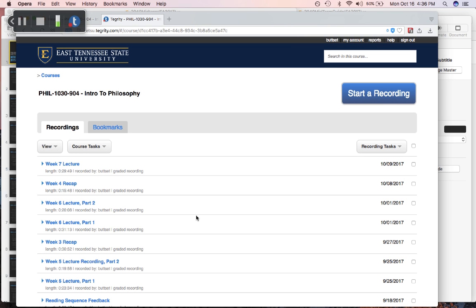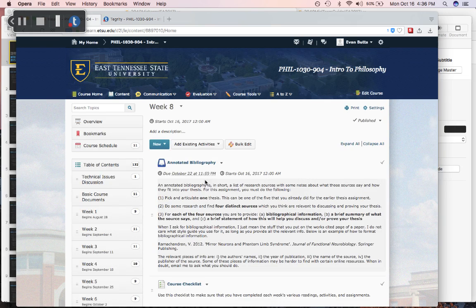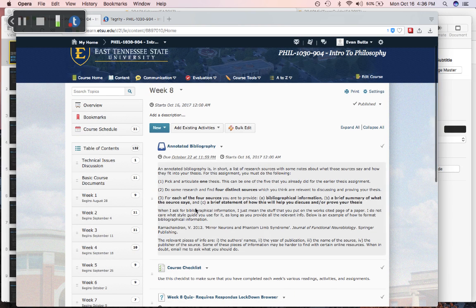Additionally, note that this week you have the annotated bibliography due. So I added some instructions just a few minutes ago to the Dropbox. So let me read over this briefly. An annotated bibliography is, in short, a list of research sources with some notes about what those sources say and how they fit into your thesis. That's the general description of the assignment.